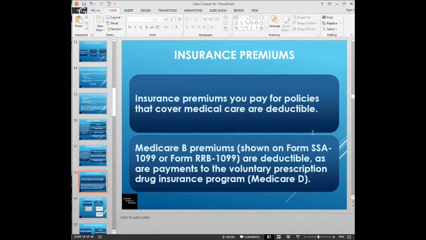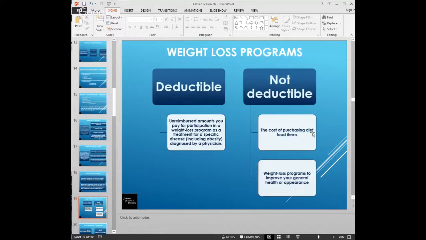Insurance premiums that you pay for policies that cover medical care are deductible. Medicare B premiums are deductible. When you put the information into most tax forms and you put the SSA 1099 information in, you'll see that the portion that's associated with Medicare D will automatically populate as a starter figure in your medical expenses on your Schedule A.